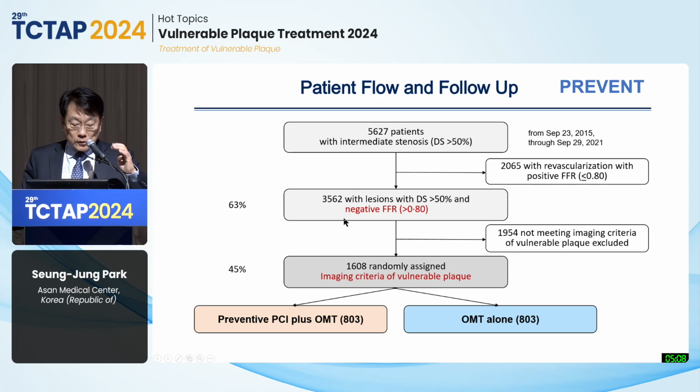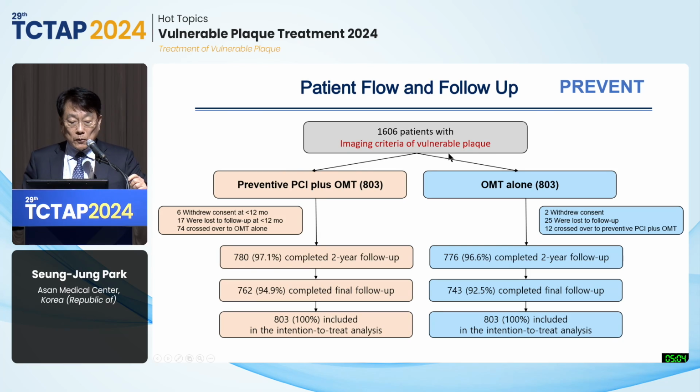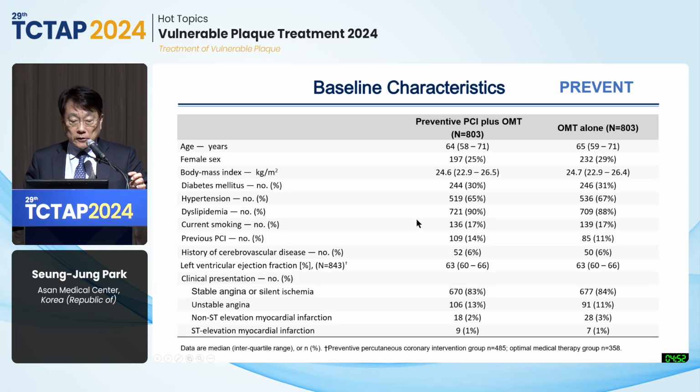PREVENT study. Even in stable angina, we randomized preventive PCI versus optimal medical treatment. Some crossover occurred in each arm, and finally we did a 100% intention-to-treat analysis here.